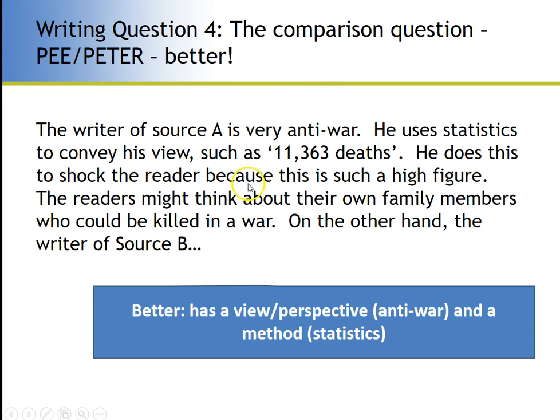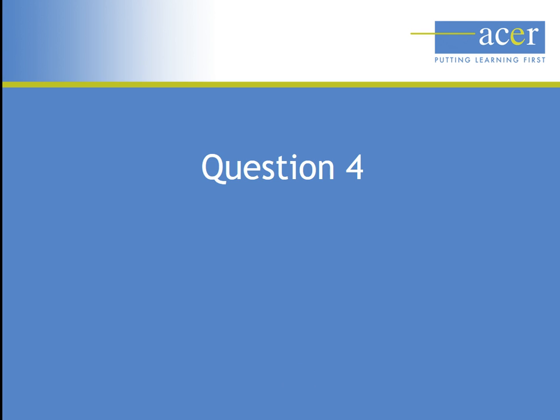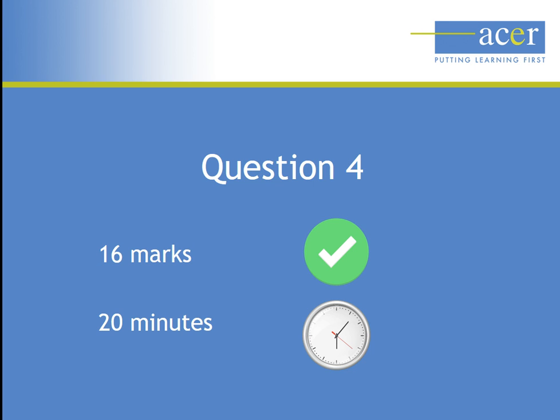So you'll see in this much better paragraph that we have both elements. We've got a quick summary of the writer's view and perspective, but we've also got a brief commentary on the effectiveness of the language device that the writer has used, and a quick reference to the effect on the reader. So that's a quick look back at question 4, worth 16 marks, and so you should spend 20 minutes on tackling that question.